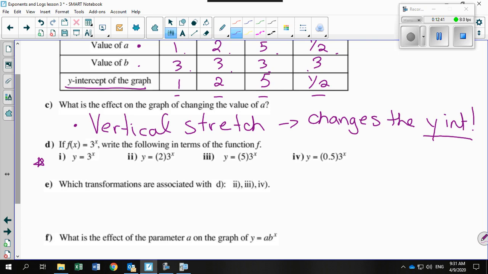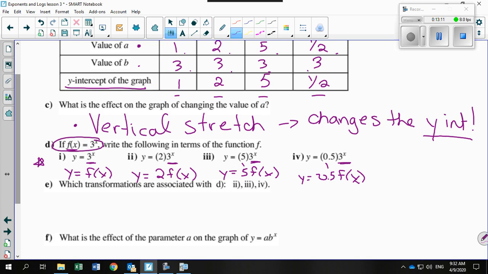So this takes us all the way back to our first chapter when we want to write this in terms of f(x). Here, 3 to the power of x is f(x), so this is just y equals f(x). But here, there's my f(x), which is my 3 to the power of x, but I now have a 2 in front of it. Here, there's my f(x), but I have a 5 in front of it. And then here's my f(x), and I have a 0.5 in front of it. And that's just writing it in terms of f(x). So if a question ever asks you, write it in terms of a function f, that is all we do.